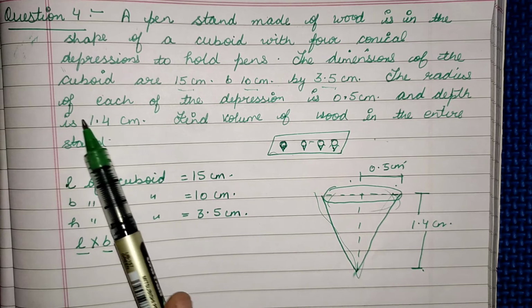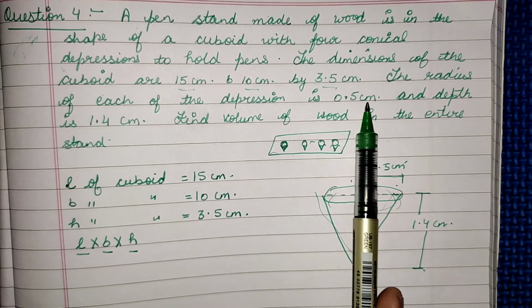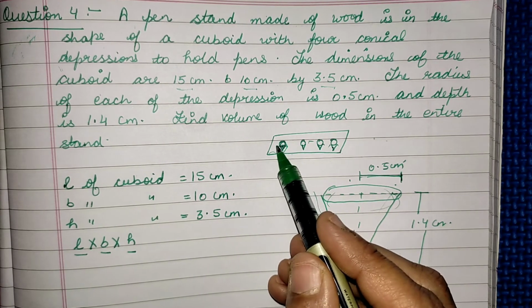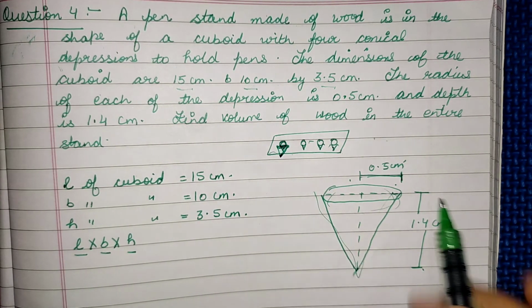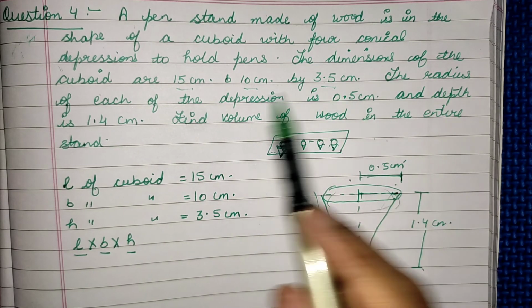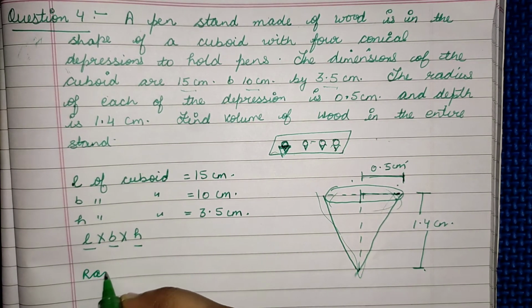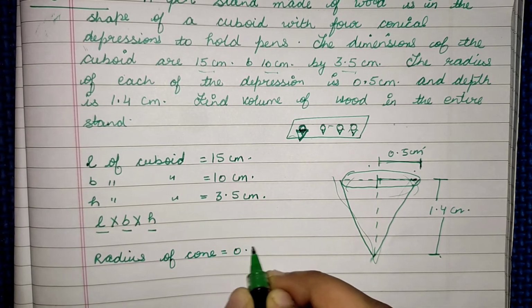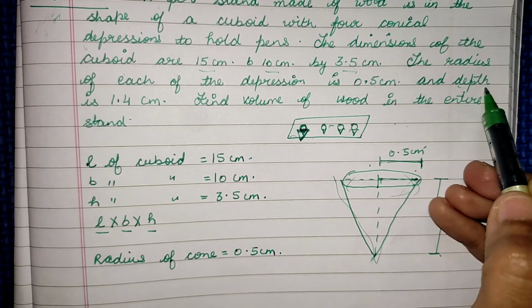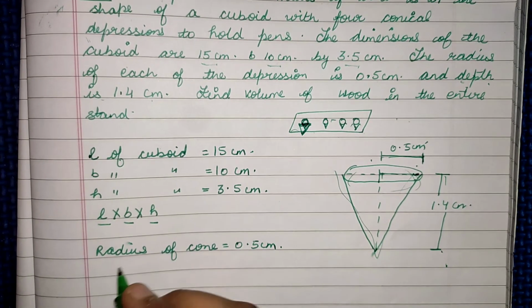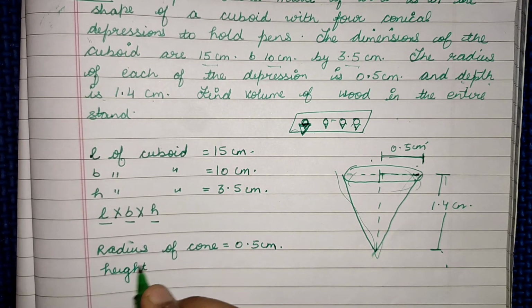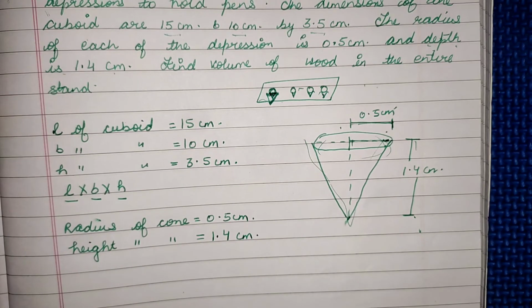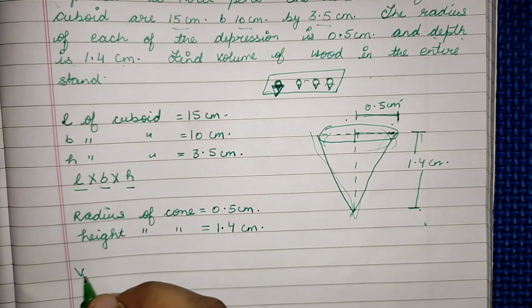Then the radius of each depression is 0.5 centimeter. The depression is in the shape of a cone, so the radius of the cone is 0.5 centimeter and the depth is 1.4, so this is the height. The height of the cone is given to us as 1.4 centimeter. Then find the volume of the wood in the entire stand.